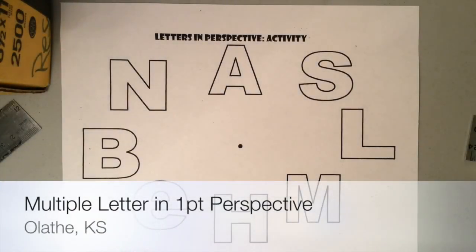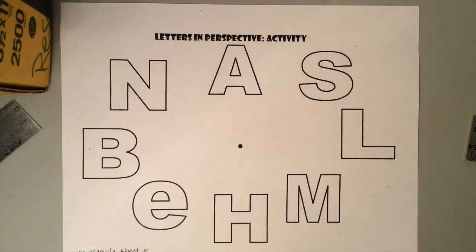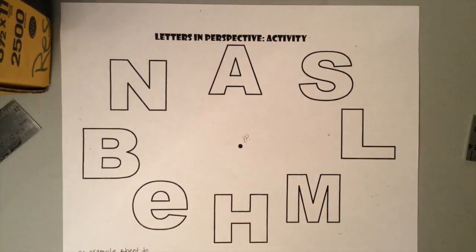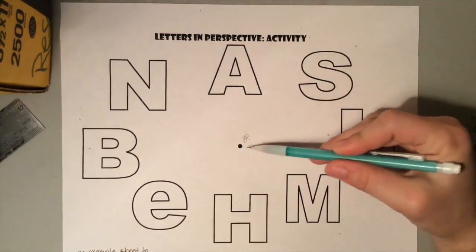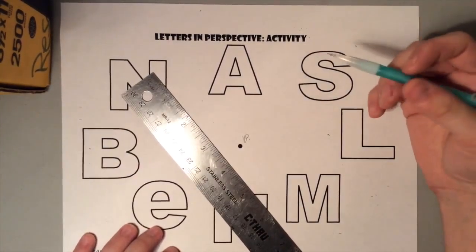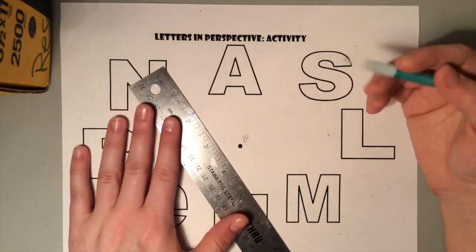Okay, so for our next practice, we're going to practice drawing letters in linear perspective using 1-point linear perspective where the vanishing point is in the center of a group of letters. So this dot that you see here, this is my vanishing point, which I'm going to label VP just so you can keep track of which point we're going to be connecting to. Now for each of these letters, we're going to be doing the corner check test.